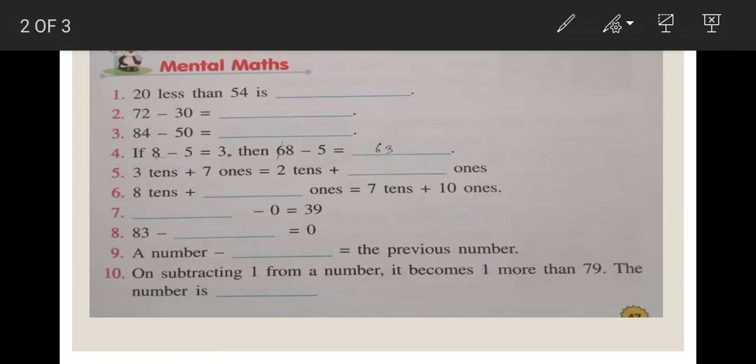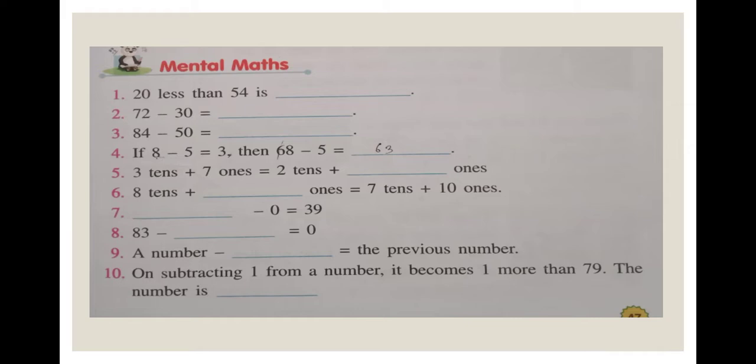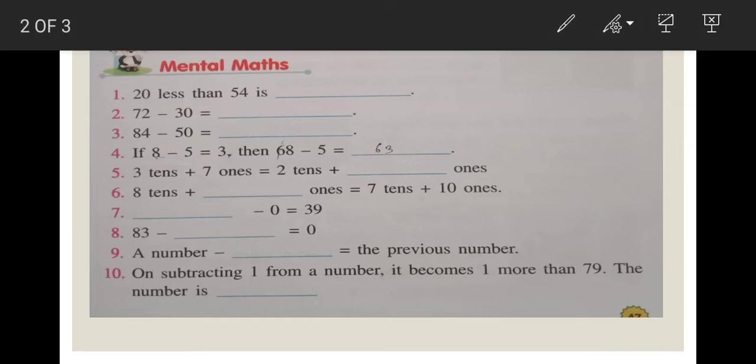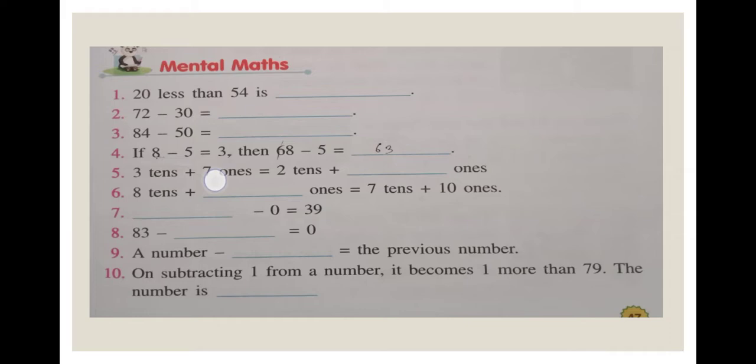So this is the question. Number 1 is 20 less than 54. Okay, you need to understand this one nicely, children. 20 less than 54 means you have to subtract, you have to minus, that is 54 minus 20. So when you do 54 minus 20, how much do you get?